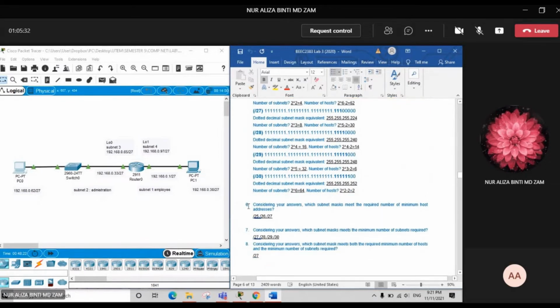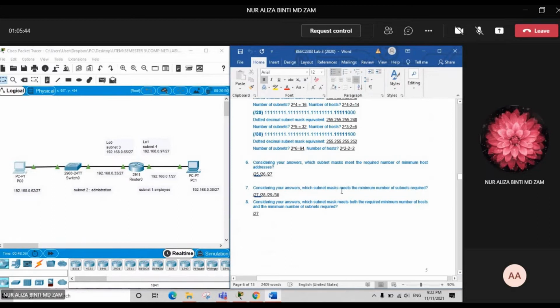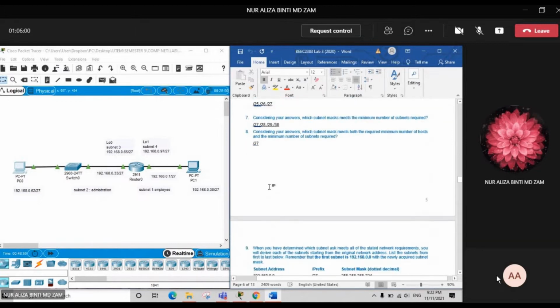Okay, for question 6, considering your answer, which subnet must meet the required minimum number of host addresses? The answer is /25, /26, /27. Considering your answer, which subnet must meet the minimum number of subnets required? The answer is /27, /28, /29, /30. Considering your answer, which subnet must meet both the required minimum number of hosts and minimum number of subnets required? The answer is /27.